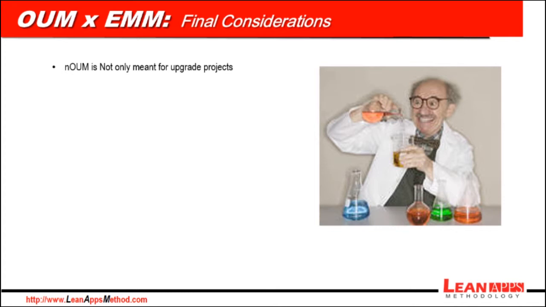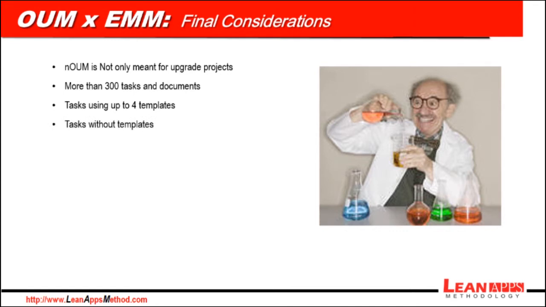But for OUM, Oracle Unified Method, things are much more confusing and therefore heavier and harder to use. This happened because OUM is not only meant for upgrade projects, it's meant for every type of project lifecycle, plus the project management and the organizational change management as well. It has over 300 different tasks and deliverables. Around 86 tasks repeat themselves throughout the phase. We have tasks using up to 4 templates and others with no template at all.